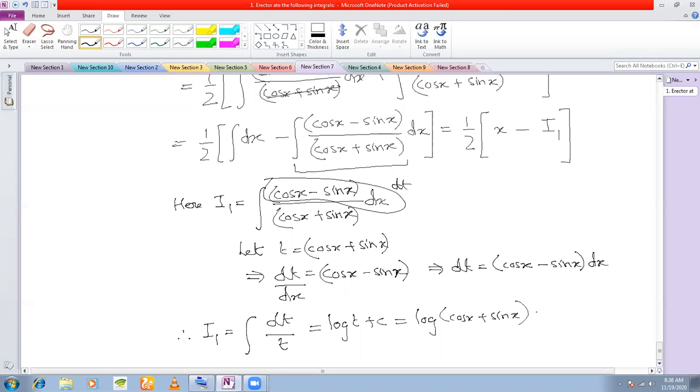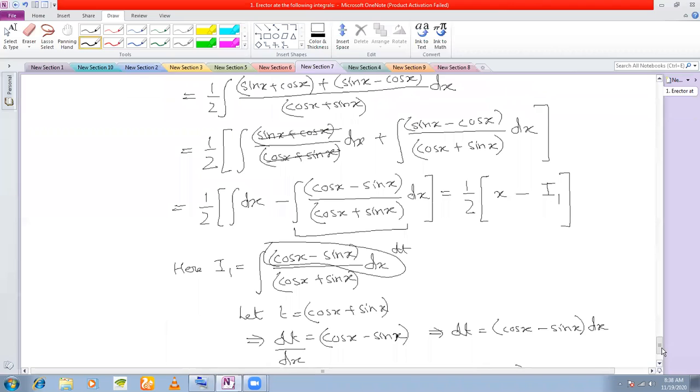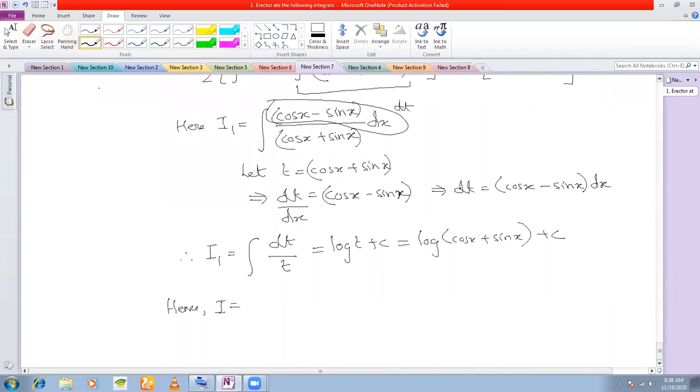So you have evaluated I1. Now put it back in I. What was I here? I here was half of x minus I1. So put it back here: half of x minus I1, which was log of cos x plus sin x. You omit the constant in the bracket, you put the constant k outside, because this constant and this constant will differ, because they are two different integrals. That is how you evaluate this integral.